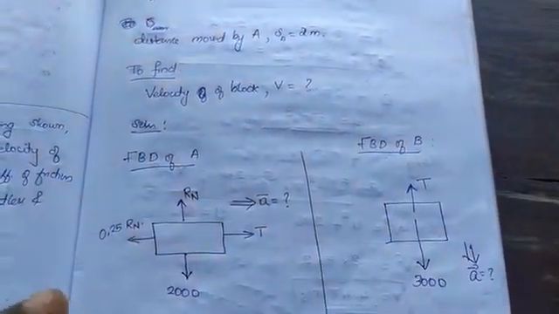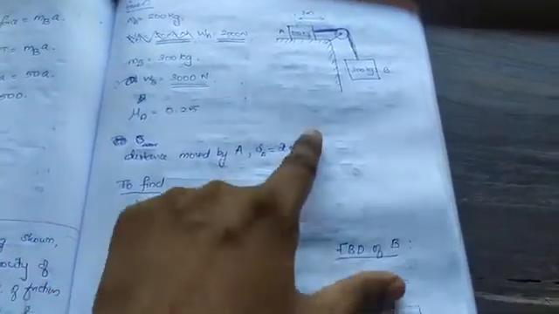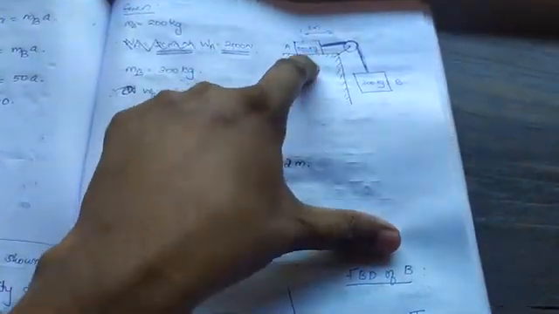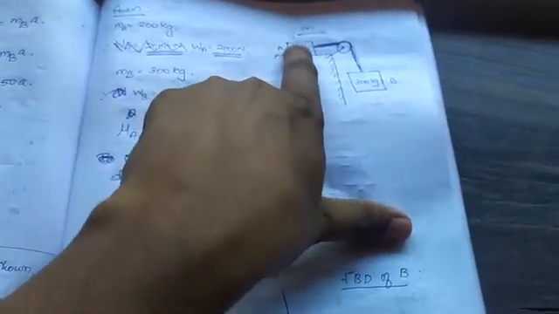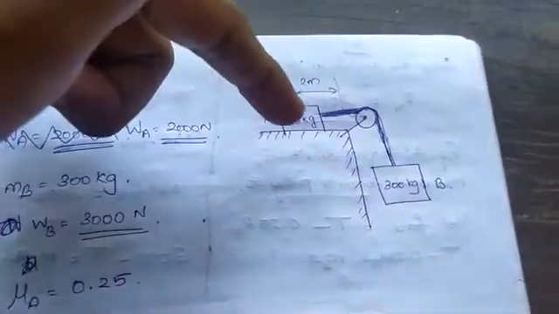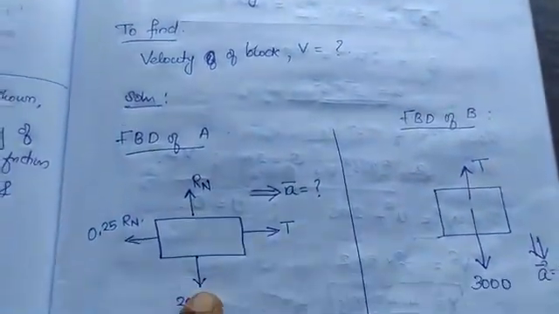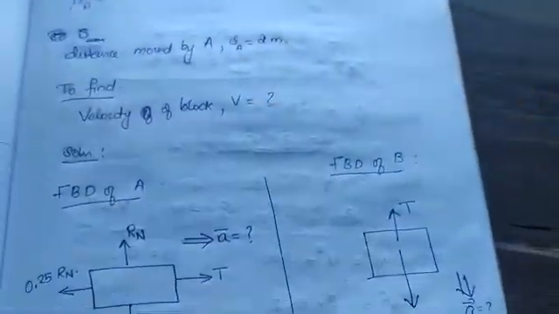Again the same procedure, free body diagram of A and B. For A, you have a 200 kg mass, so 2000 Newton weight. You have a reaction, a tension here and a friction in its opposite direction, 0.25 Rn. Similarly for B, 3000 Newton and a tension, that's all.